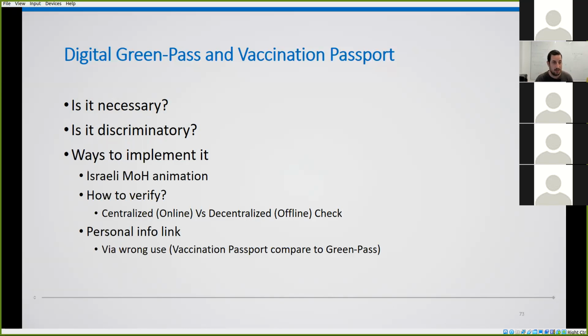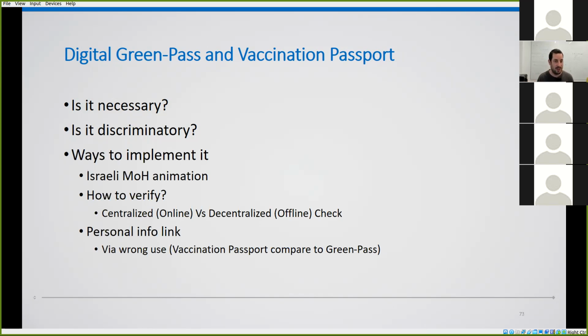And for example, this might be done via wrong usage. People in Israel at least get confused between vaccination passports, which are for international use, and actually store a vast amount of personal information. You get your passport number, you get the exact dates where you got vaccinated, and what health provider you have, not just personal details. Compared to the green pass, it basically has the expiration date.